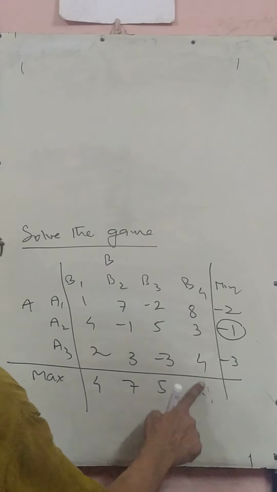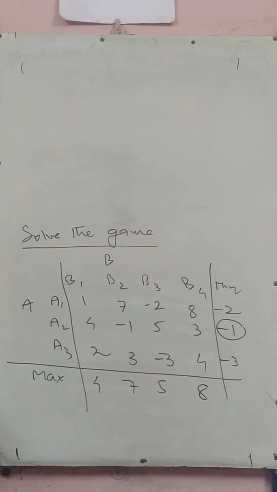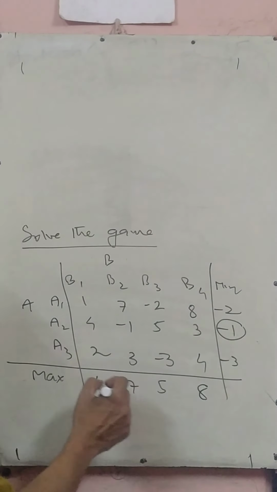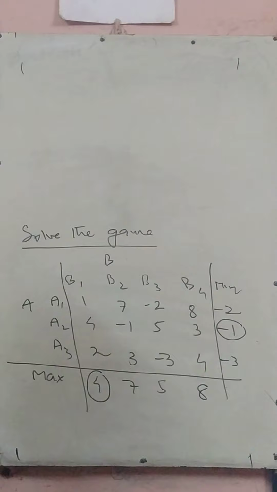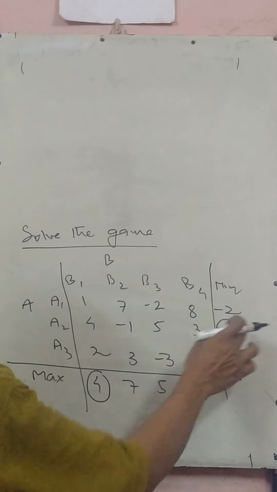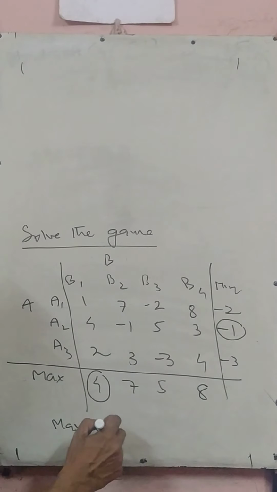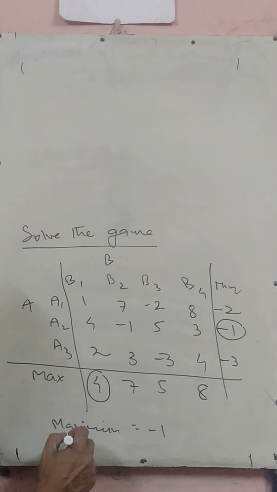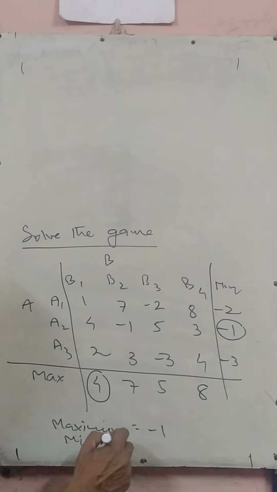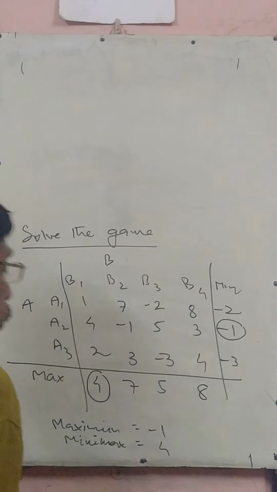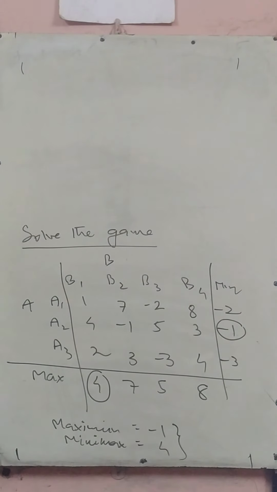So 8. Fourth column is 8. So what is the minimum among this maximum value? This is the 4. So what you are finding? No saddle point, -1 and +4. So maximum is -1 and minimax is 4. So we have no scope to have the result. It is a mixed game. It is not a pure game.